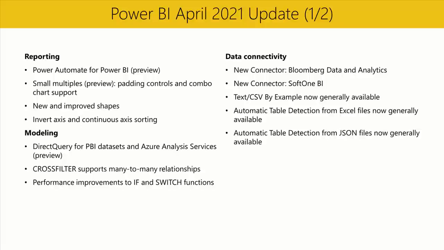Combo charts also now support small multiples. To split your combo charts by a particular field, simply drag and drop a field into the Small Multiples field well in the Visualizations pane.